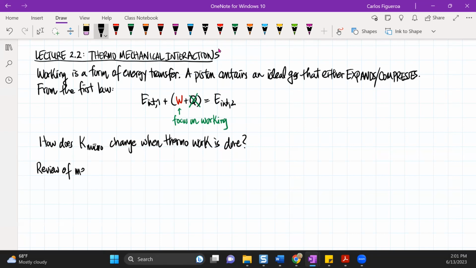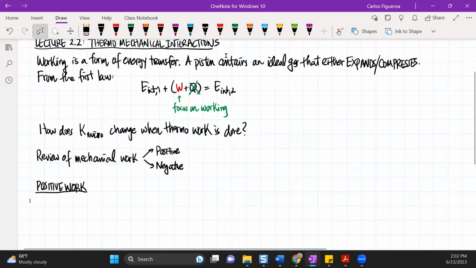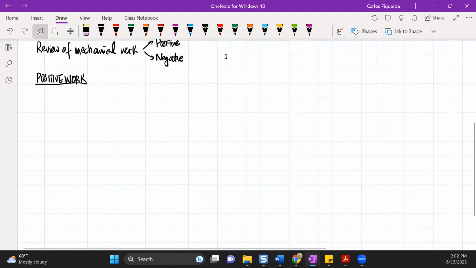of mechanical work. So if I look at a review of mechanical work, what we're really talking about is what we mean by positive work and what we mean by negative work. So let's break it down. If I have positive work, and again, we're talking about mechanical work, the kind that you learned in your introductory mechanics course.